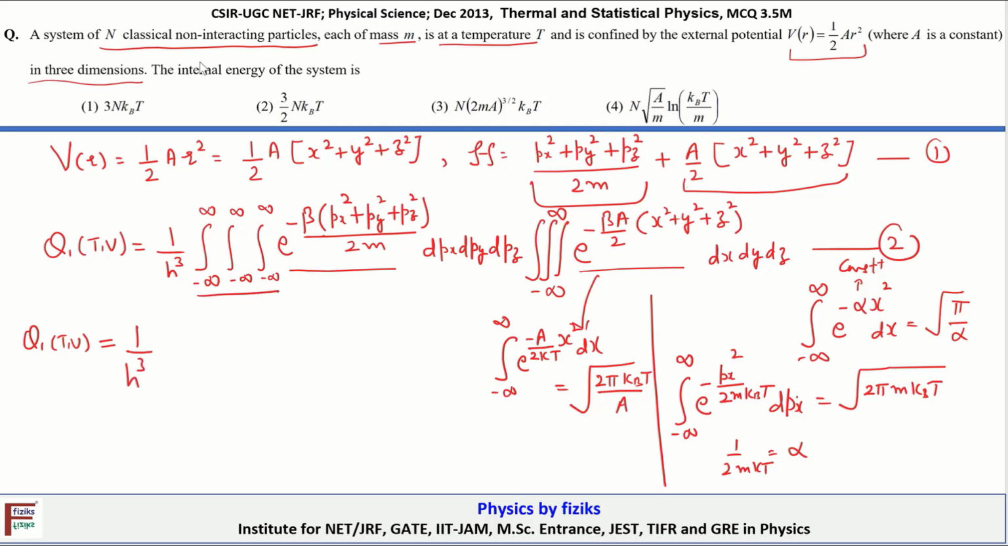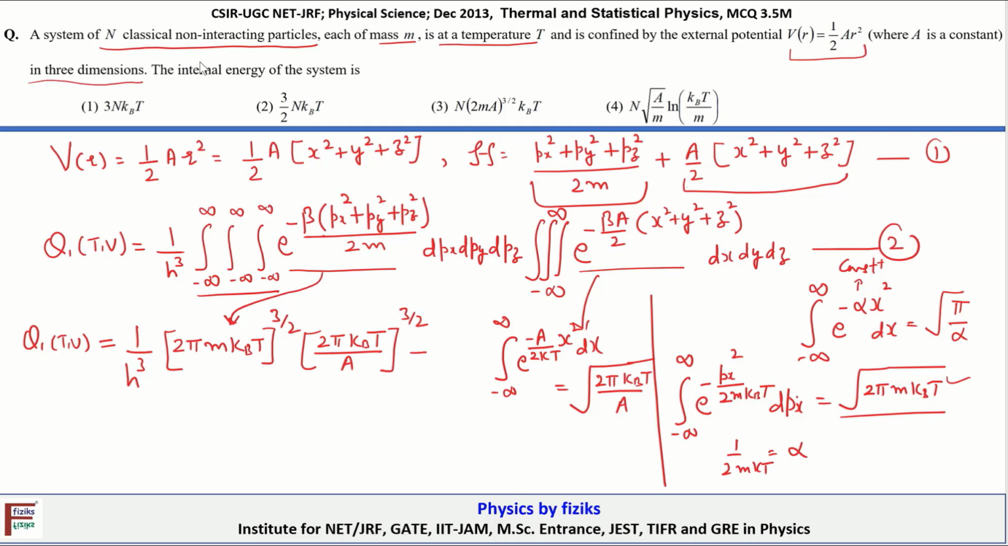Now here we are having three different integrals, and the value of one integral is 2 pi m kt, so 2 pi m kt power 1 by 2. Therefore for the three integrals it will be equal to 2 pi m kbt power 3 by 2. So this corresponds to this one. Now for the next three integrals, the result for one integral corresponds to 2 pi kt by a under root. Therefore for three integrals the result will be 2 pi kt upon a power 3 by 2.